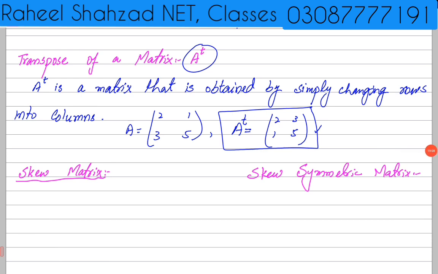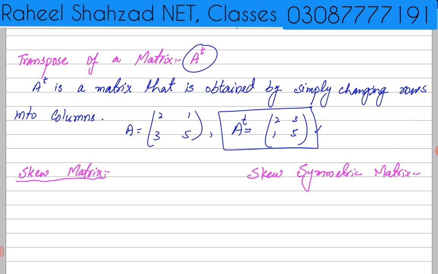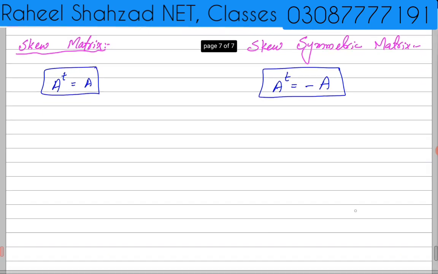Next very important concept is the symmetric and skew symmetric matrix. A matrix is known as symmetric if A transpose becomes equal to A. There will be some cases in which the transpose of a matrix will become equal to A. This is known as symmetric. And a skew symmetric matrix is a matrix in which A transpose becomes equal to minus A. So if you take the transpose and it becomes minus A, that is known as skew symmetric.